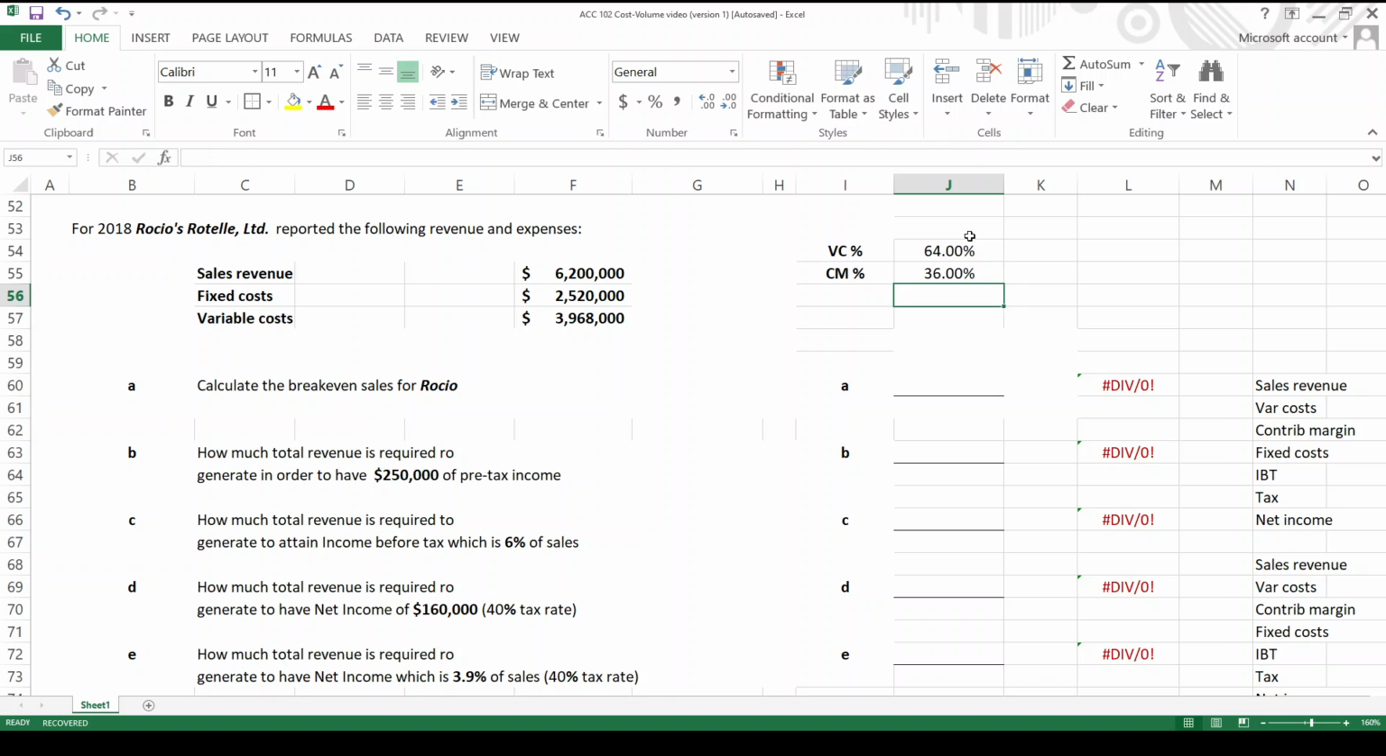Yeah? Okay, now once we have that number, we can start working with the formulas. For the break-even sales, we want to take our fixed costs of 2520 and divide by the CM percentage, 36%. Get 7 million. How do we know that's right or not? Well, I'm going to test these numbers in a little while. How much revenue do we need to get 250K of pre-tax income? Let's take our $250,000, add it to the fixed cost, and divide by the CM percentage.